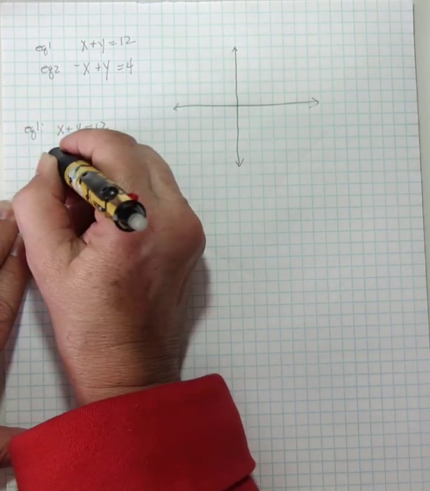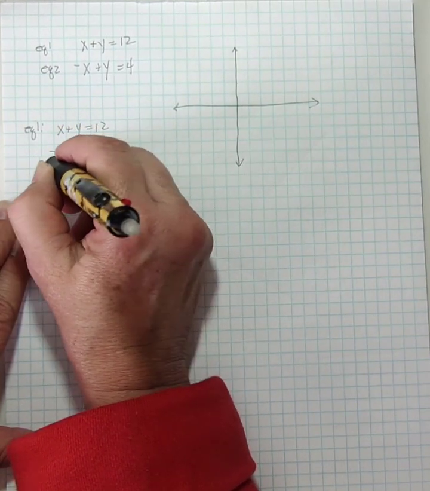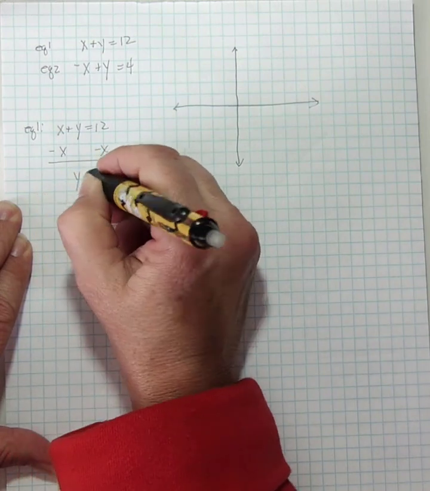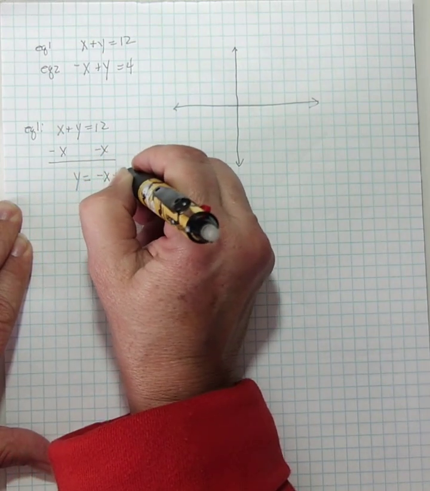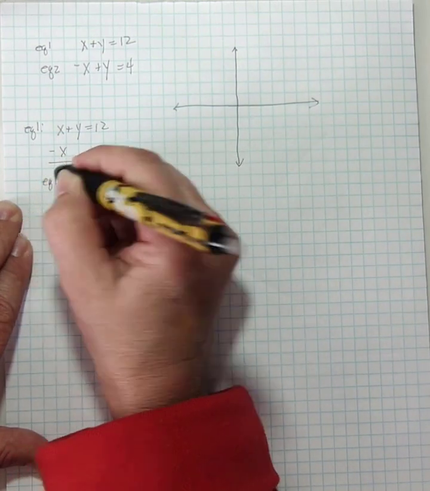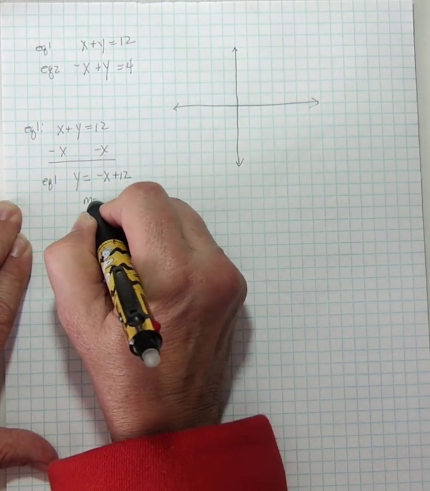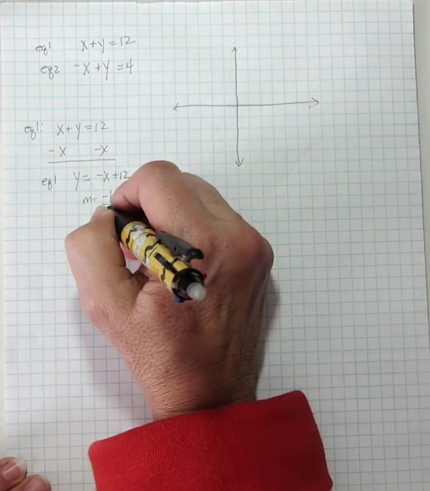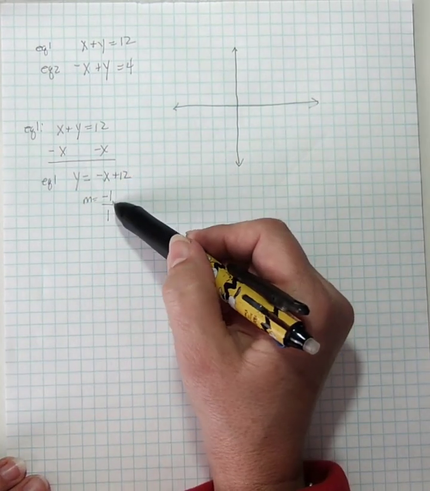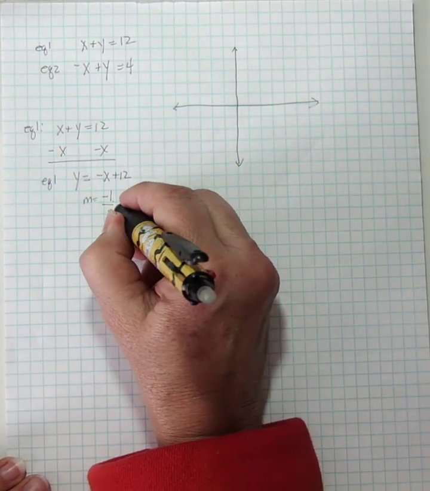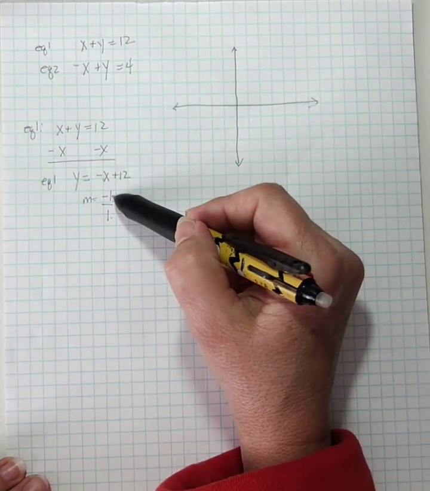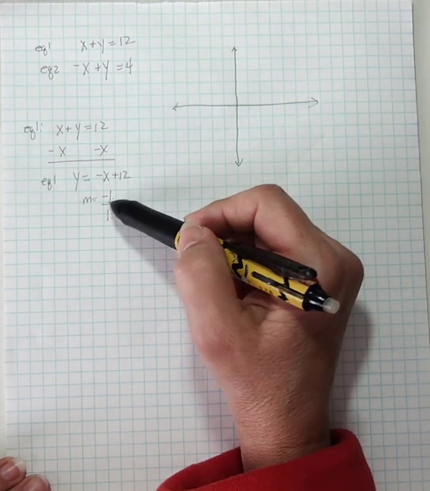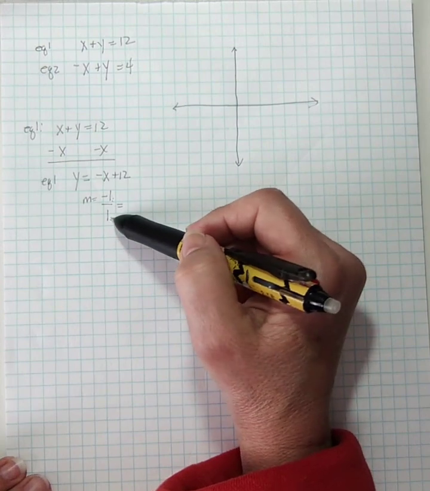So I would need to subtract x from both sides, and I'd have y equals negative x plus 12. So there's equation 1. My slope, there's an understood 1 there, so my slope is negative 1. So I could either use negative 1 over 1, rise of minus 1, run of positive 1. That means I go up or down negative 1. So I'm going to go down by 1, and I'm going to go to the right by positive 1.